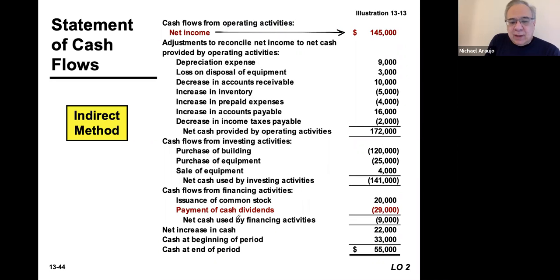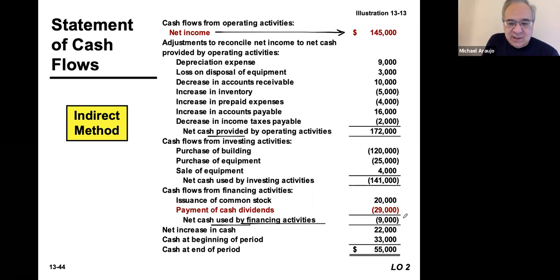So that's it for financing activities. When you look at financing activities, if there's more cash going out than in, it's cash used. If there's more cash coming in than out, it's cash provided. You'll notice those are the only two that are used. So again, 29,000 of cash dividends out, 20,000 of cash from common stock in, difference 9,000 of cash used for financing activities.